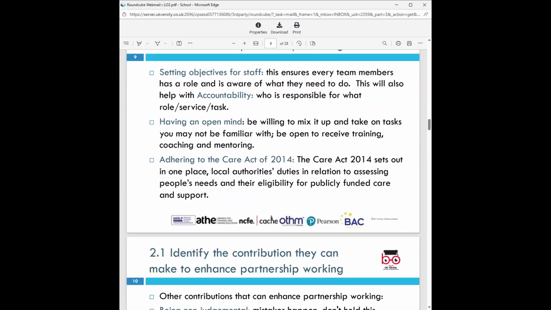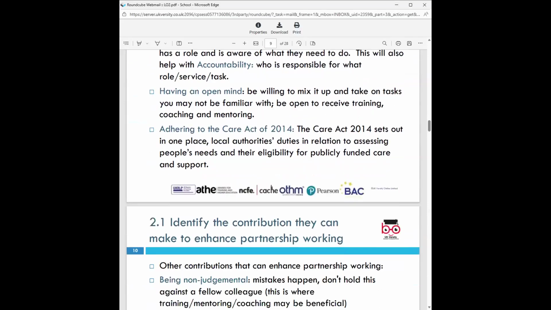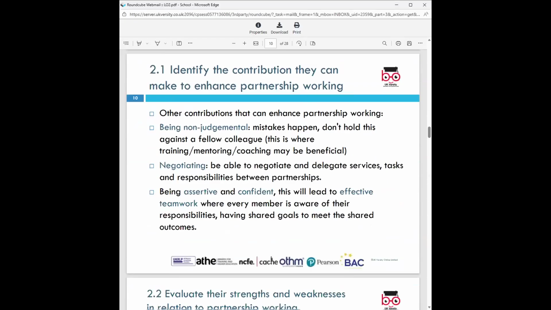We are setting objectives for staff so they ensure that every member has a role and is aware of what they're accountable for. Having an open mind, making sure you are open to receive training, coaching, things like that. Adhering to the Care Act 2014, which is that you have a duty in relation to assessing a person's needs. You need to make sure you are adhering to that law.